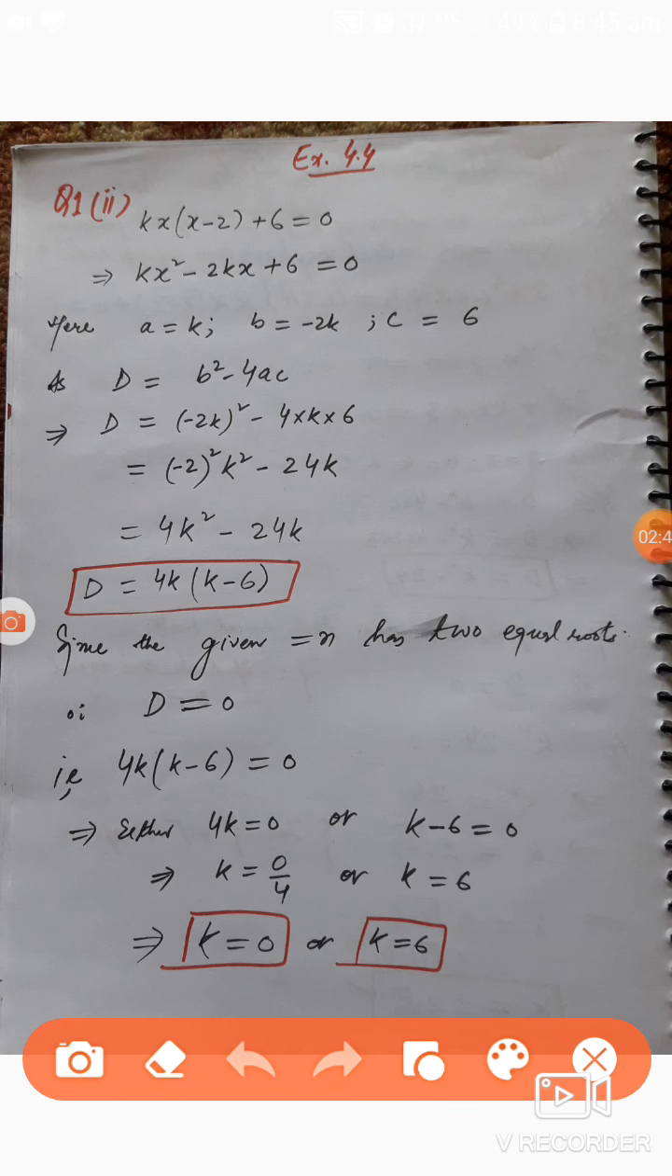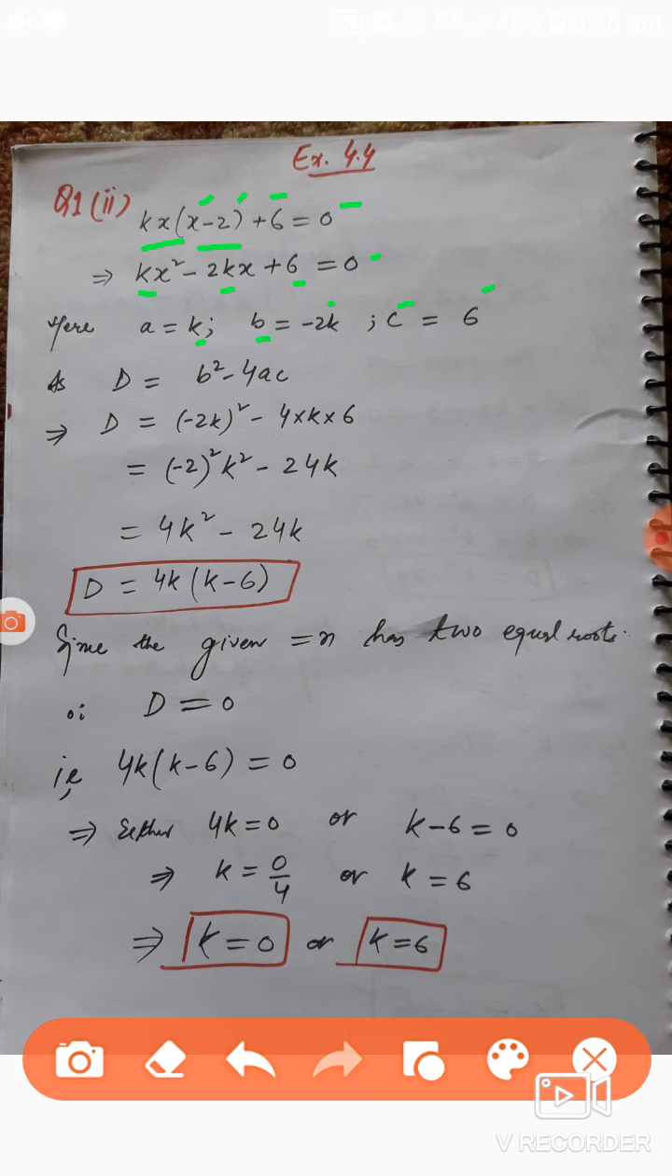Now let us have a look at the second equation, that is k times x into x minus 2 plus 6 equal to 0. It can be simplified by multiplying kx with x minus 2 by distributivity of multiplication, that is we will get kx square minus 2kx plus 6 equal to 0. This will imply that over here instead of a we have k, instead of b we have minus 2k, and c is equal to 6.